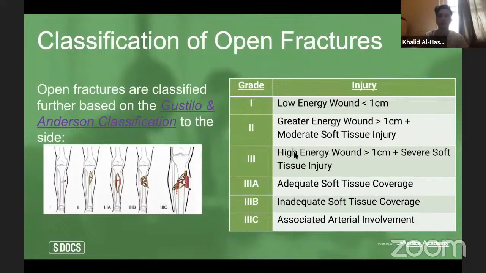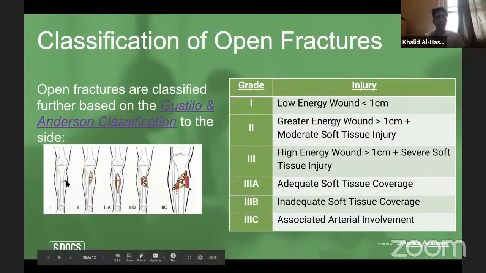Classification of open fractures. Open fractures are generally classified using a system known as the Gustilo and Anderson classification. This is a table which summarizes the Gustilo and Anderson classification. Grade 1 spans through to grade 3C, grade 1 obviously being the milder end of the spectrum, whereas 3C is when things are a little bit more serious. Grade 1 means that it is a low energy wound.